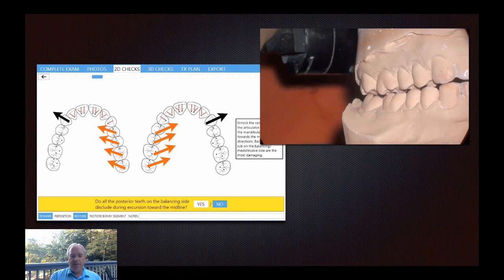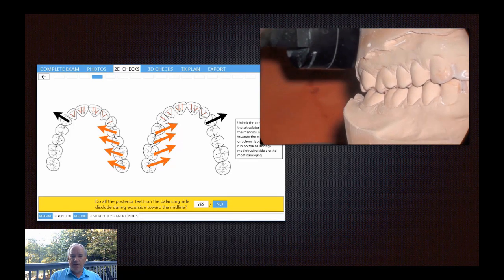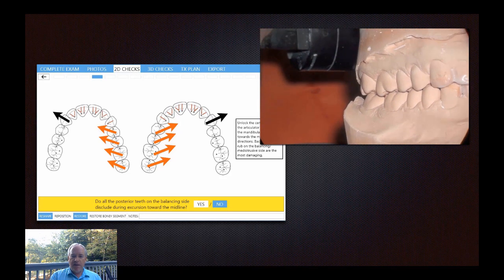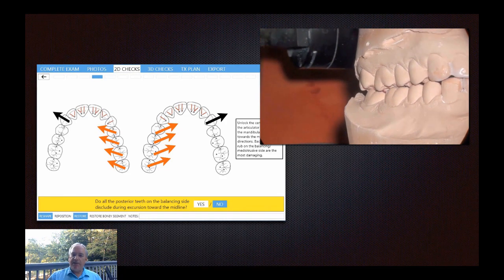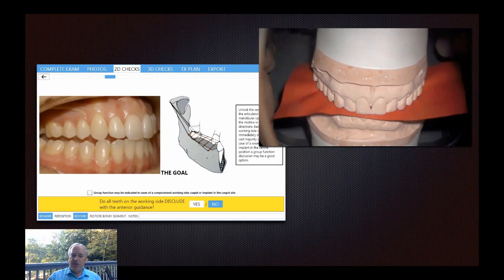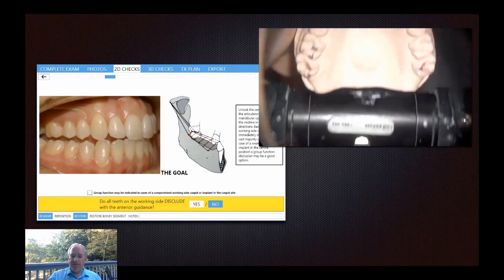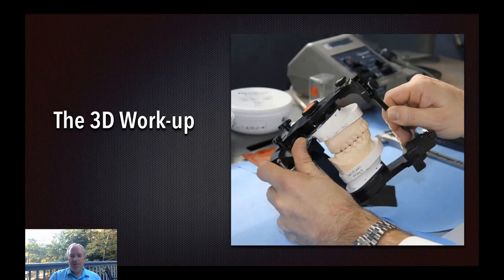Do the posterior teeth on the balancing side disclude? And this is where you can really see the back teeth rubbing. You see the buccal slopes of the upper lingual cusp rubbing against the lingual slope of the lower buccal cusp. This is one of the most damaging types of wear patterns that we see. And again, just looking at his disclusion, just right and left lateral, slight wispy lines on the lingual slope of the upper buccal cusp, but most of the disclusion is on the balancing inclines, and that is why he's wearing things out.